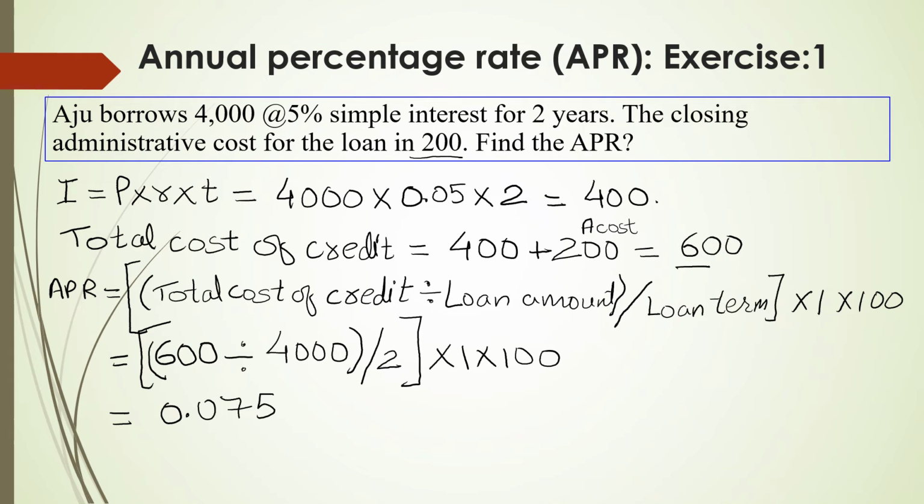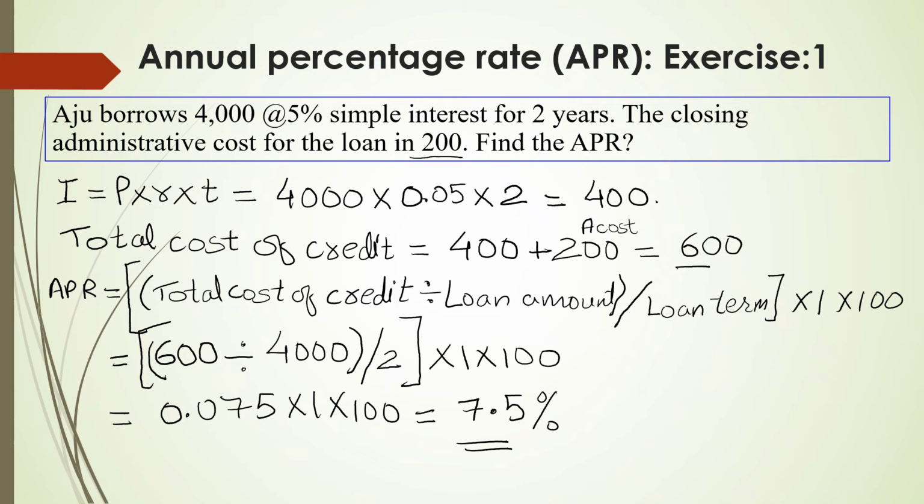0.075. Now this 0.075 multiply by 1 and multiply by 100. You will get the answer, which is 7.5. Remember, it is an annual percentage, so it will always come in percentage. 7.5%. This 7.5% is my APR, annual percentage rate. So you can see the interest which is charged at 5% simple interest. That is only the interest amount, but we need to add the other cost also.